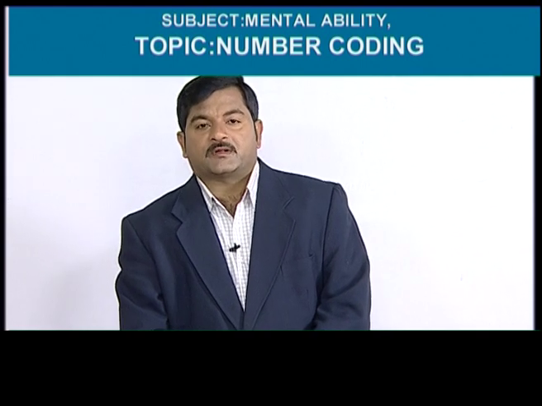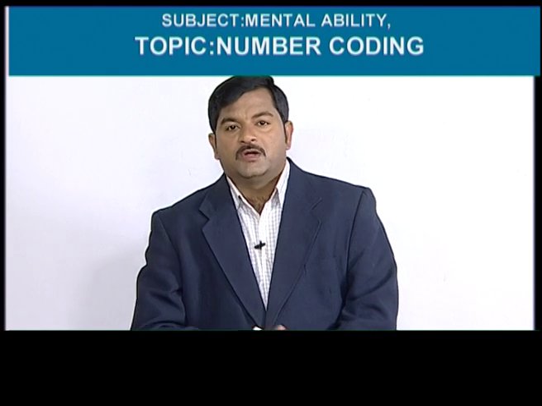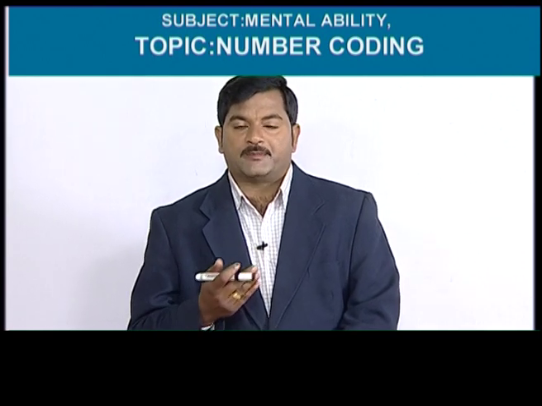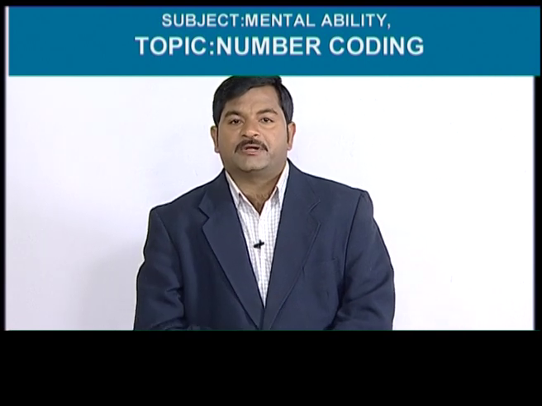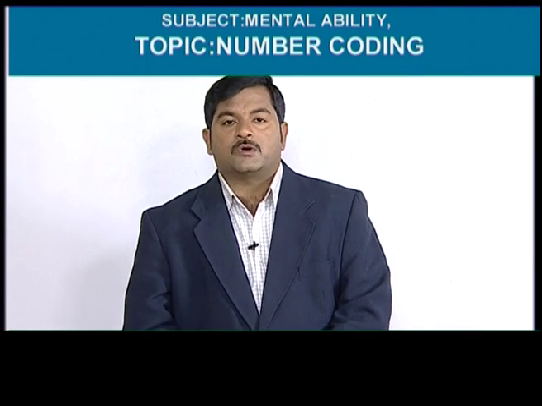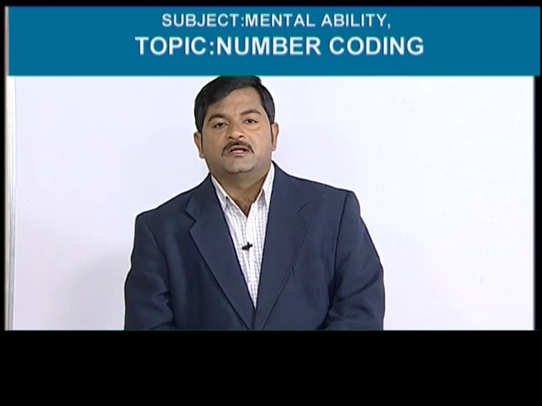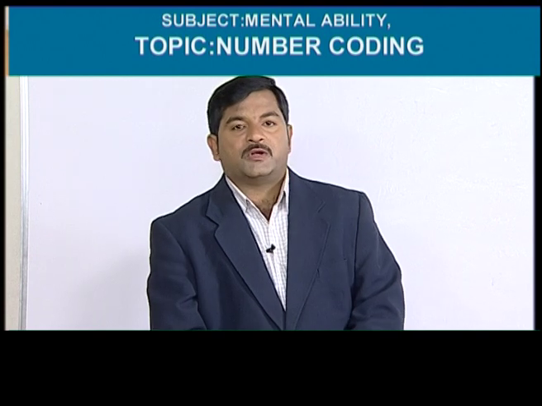Welcome all. Regarding coding decoding, in the last session we already saw coding decoding has 7 types: letter coding, number coding, substitutional coding, sentence coding, mathematical coding, conditional coding and matrix coding. Out of these 7 types, in the last session we already saw letter coding. Now in this session we are going to discuss number coding.